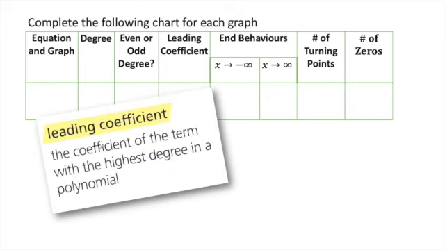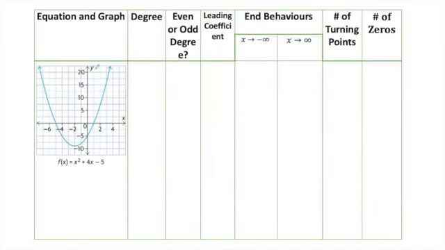So remember, the leading coefficient is the coefficient of the term with the highest degree in the polynomial. You should know that, okay? So for our first example on that worksheet, we're going to fill this out together, okay? So because you have a degree 2, you should know that it looks like a parabola, okay? It's a quadratic. So your degree, just looking at your equation, is 2. Is it even or odd? Well, you know that 2 is even. The leading coefficient is positive, so look out front there. It is positive 1, okay?